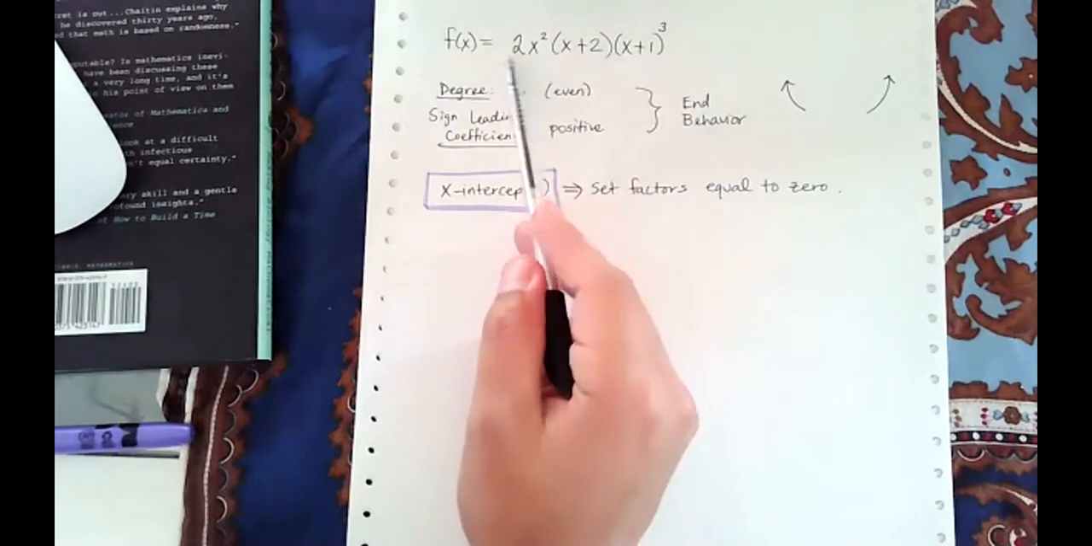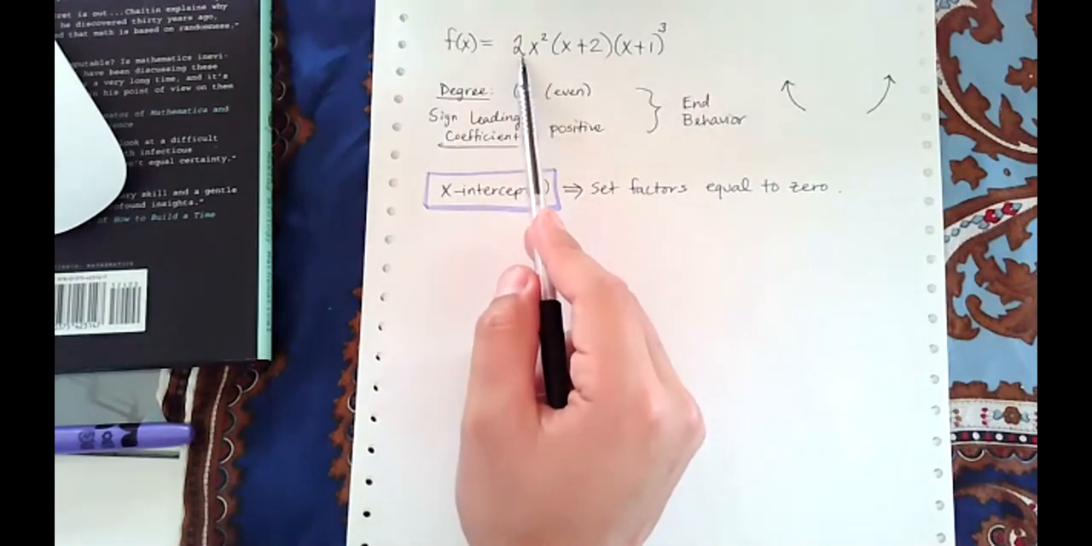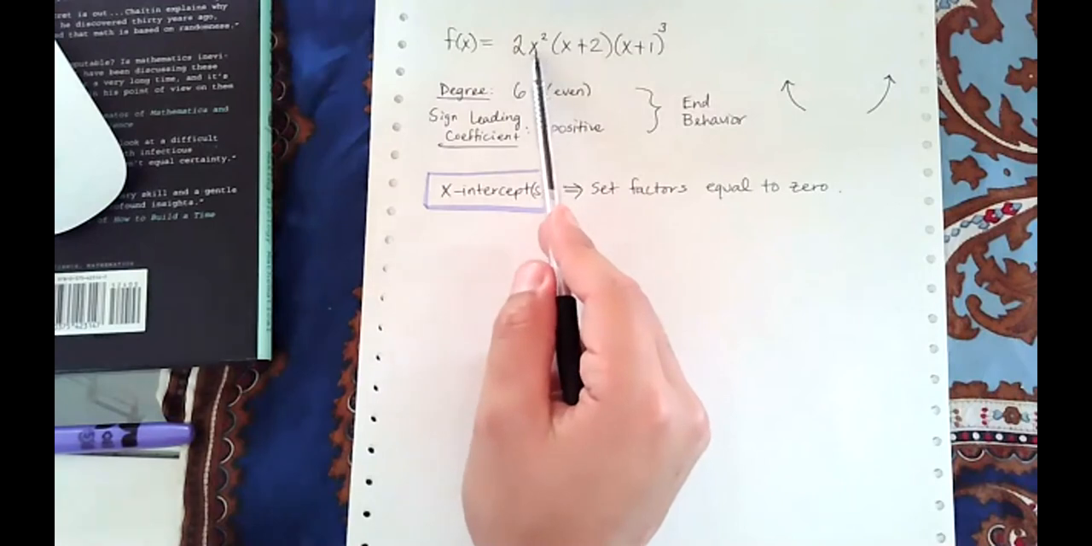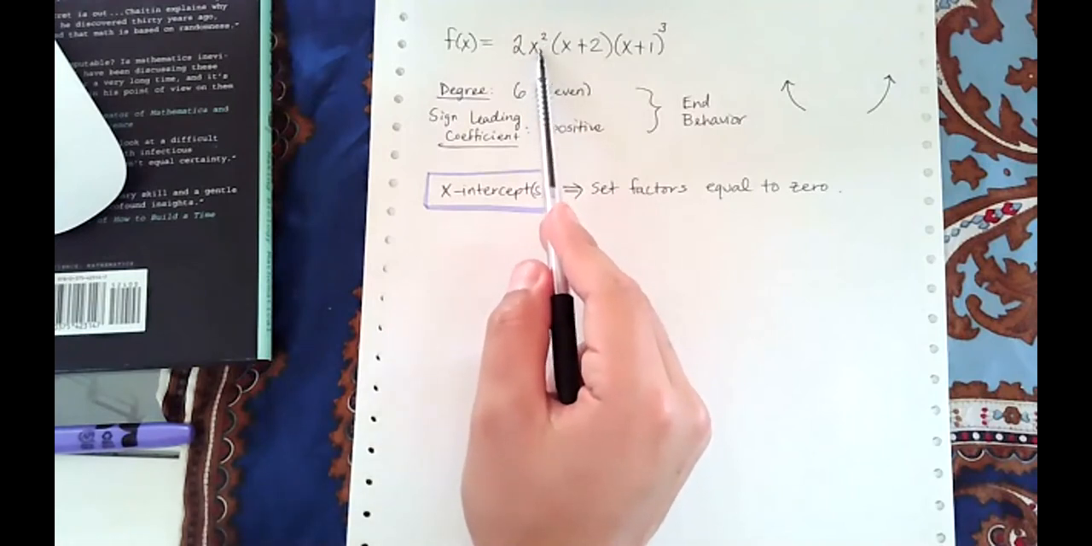So 2 is a factor, technically, it's a numeric factor, but if we set that equal to 0, we would get nonsense. So I'm going to just ignore the 2. We just need to look at the polynomial factors, the things that have variables. And here, it doesn't matter whether we use the exponent or not, because if I set x squared equal to 0, you have to take the square root of both sides and you get a linear equation that says x is equal to 0.